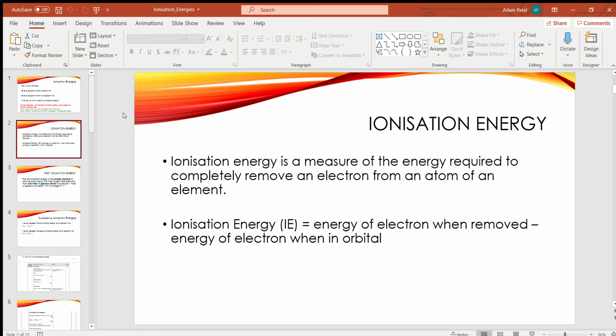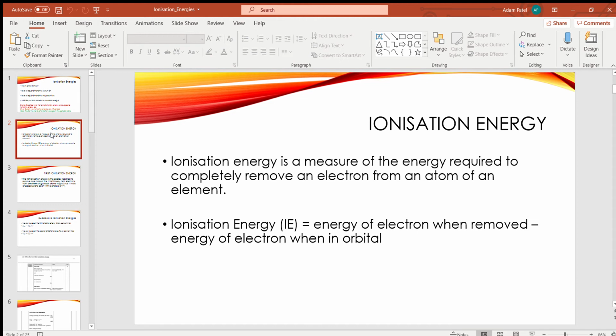Hello, so today we're going to be looking at ionization energy, and ionization energy is a measure of the energy required to completely remove an electron from an atom of an element. So this follows on from our lesson on mass spectroscopy, where we were looking at the second step of mass spectroscopy, which was ionization. And remember, ionization is when a high energy beam knocks off an electron from a gaseous atom. And this keyword here, gaseous, is important in the next slide.